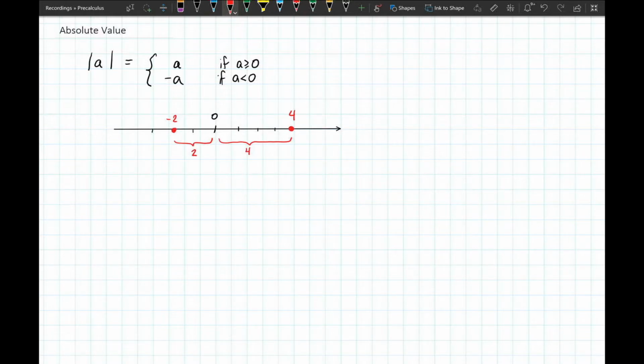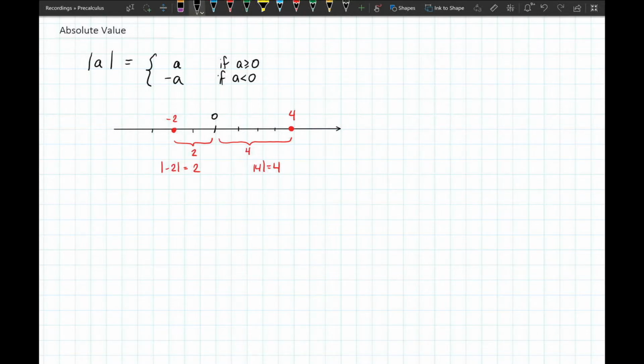And that is precisely what the absolute value can be used for, because the absolute value of -2 is equal to the distance from -2 to 0, and the absolute value of 4 is equal to the distance from 0 to 4. So for any real number that we like, if you take its absolute value, you can just think about that as being the distance between that number and 0. And distance is always positive.